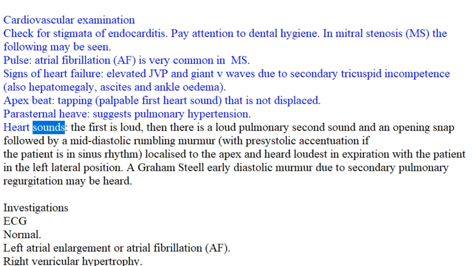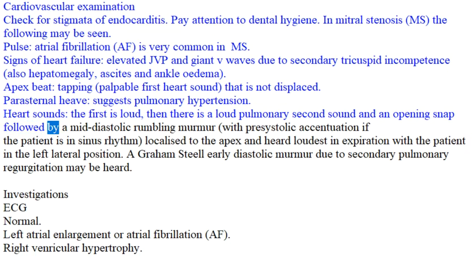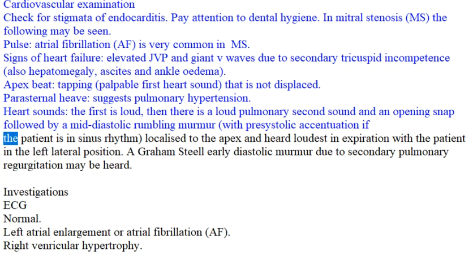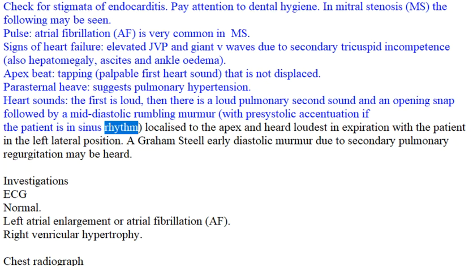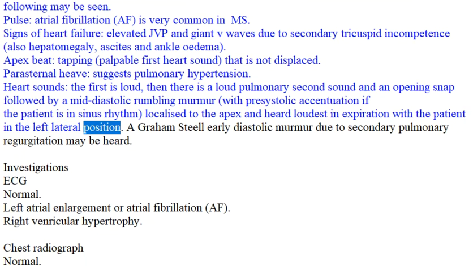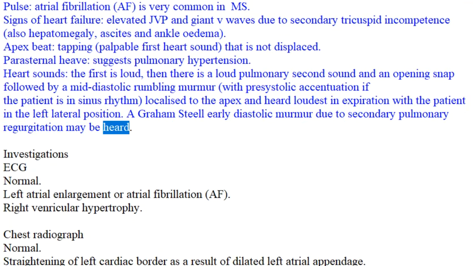Heart sounds, the first is loud, then there is a loud pulmonary second sound and an opening snap followed by a mid-diastolic rumbling murmur, with presystolic accentuation if the patient is in sinus rhythm, localized to the apex and heard loudest in expiration with the patient in the left lateral position. A Graham-Steele early diastolic murmur due to secondary pulmonary regurgitation may be heard.